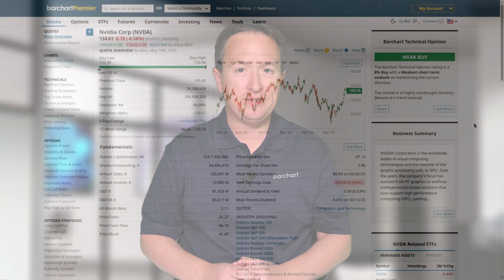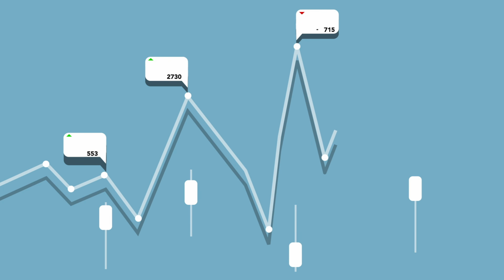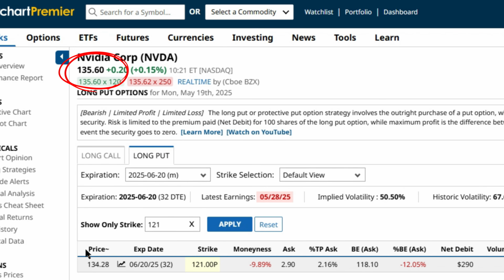Now that we have an idea of how a long put works, let's go ahead and build out a trade. First, let's assume that you own 100 shares of NVIDIA stock and want to protect it against potential downside movement. Well, today, NVIDIA is trading around $135 at the time of recording.